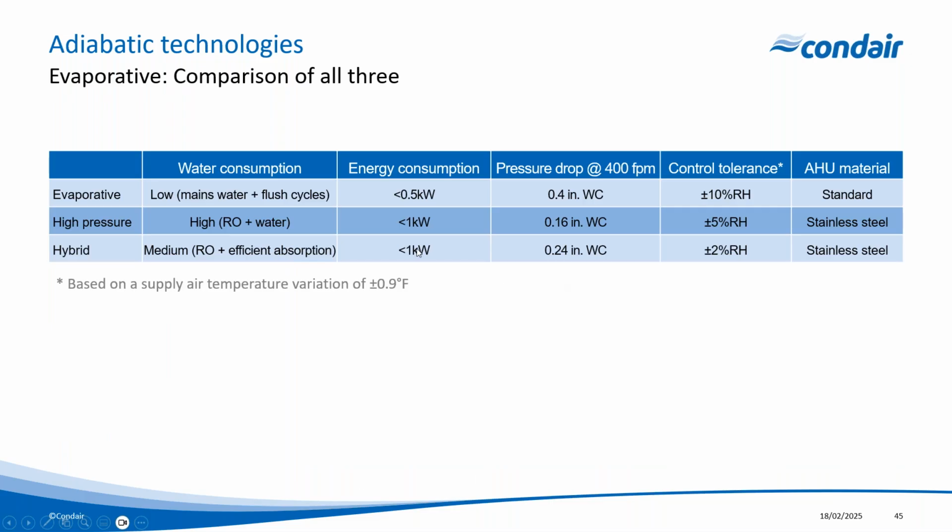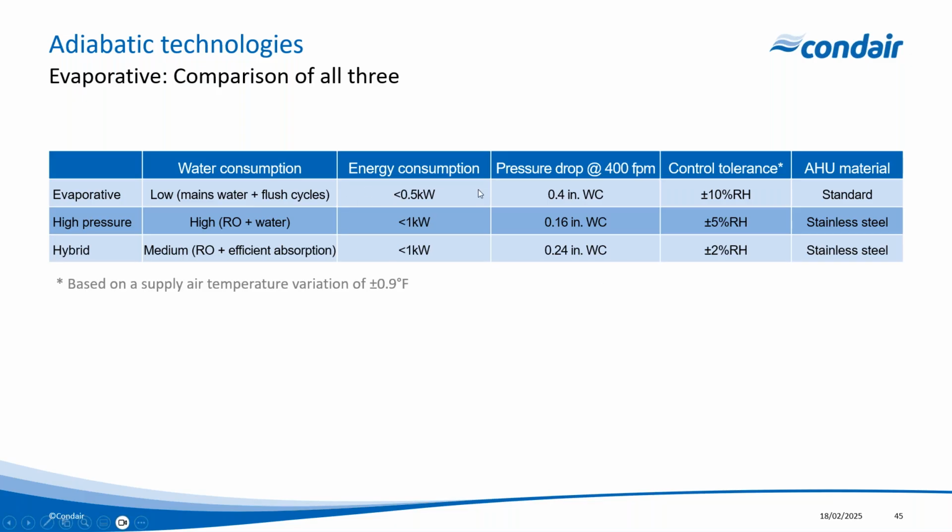So when we compare the three technologies, there's 5 main comparison points. We typically compare water consumption, energy consumption, pressure drop, control tolerance, and then finally the air handling installation requirements. So when we look at the evaporative media system, water consumption is relatively low because we can use mains water, typically 1.1 to 1.2 times the evaporation rate, including flush cycles, and you can use mains water.